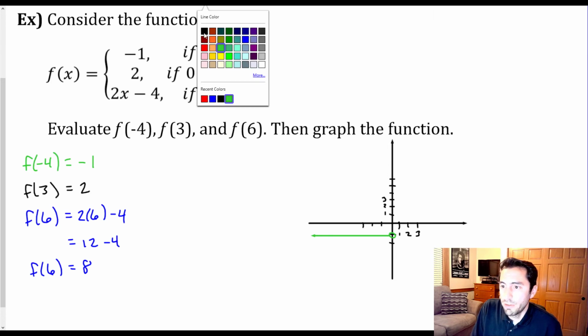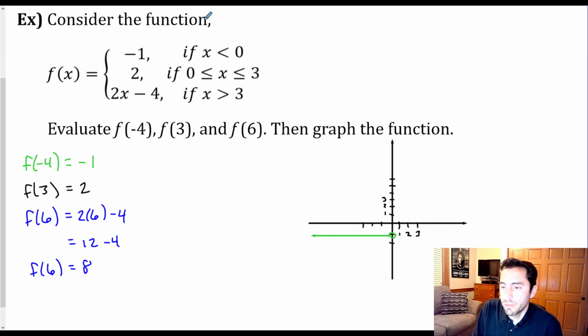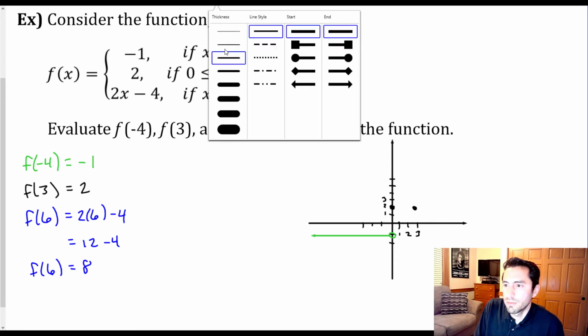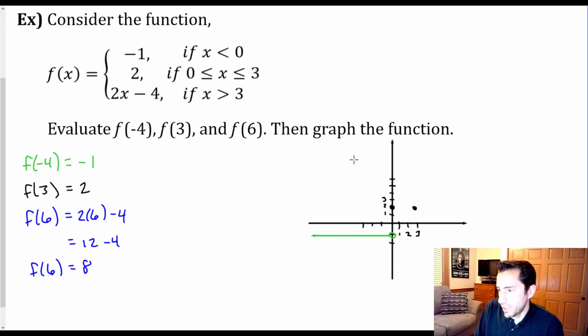And now the second piece, the one in the middle, everything in between 0 and 3, and also including 0 and 3, is going to have the value of 2. So again, that's another horizontal line. So at 2, I'm going to use a closed point because I do want to include that. And then over here at 3, also at a y value of 2, another closed point, include that one. And then we'll connect that with a horizontal line, and there's our middle piece.